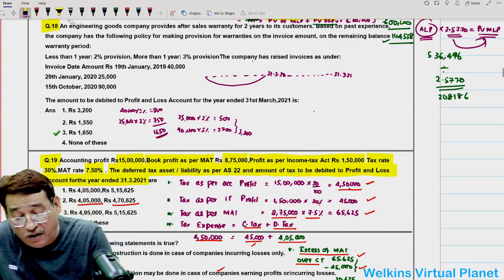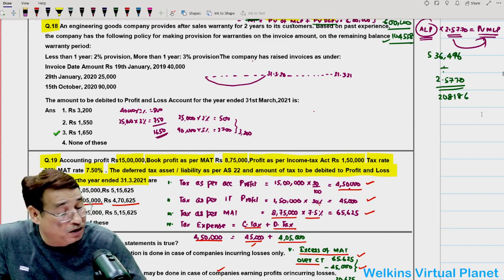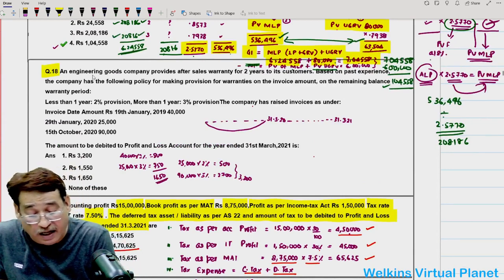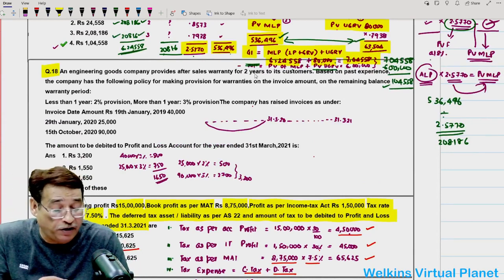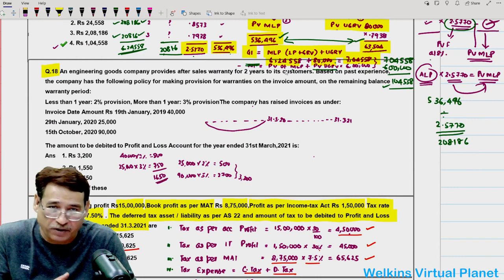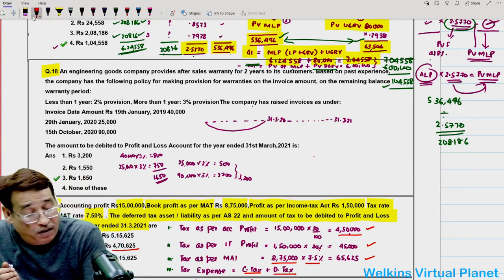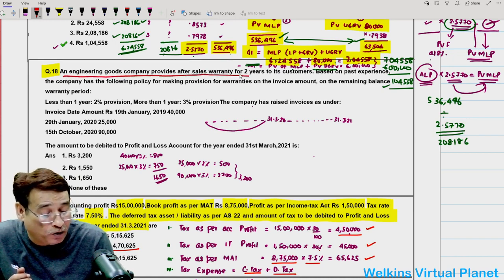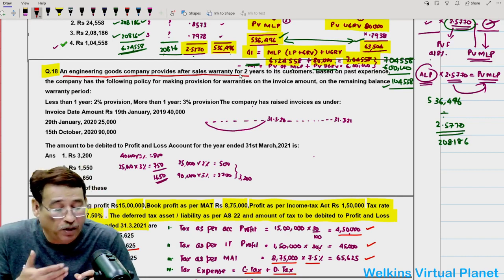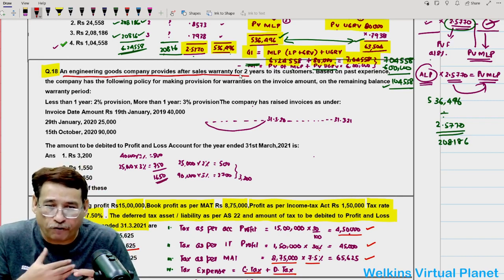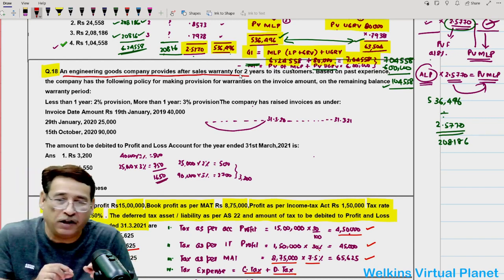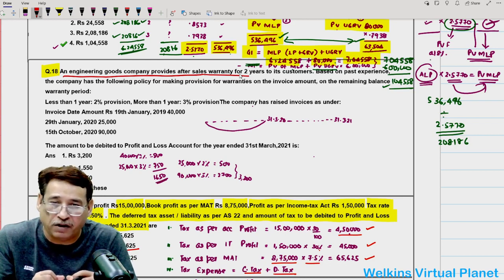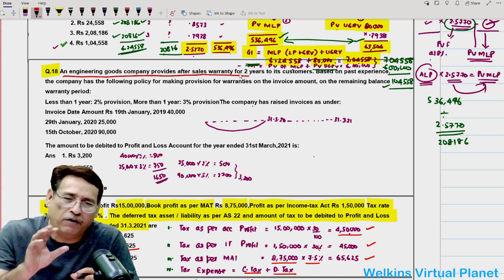Okay, question number 18, because I think 17 we have done. Yes, 17 we have done. Question number 18 says, an engineering goods company provides after sales service warranty for 2 years to its customer. That means if you are going to buy the product today from me, I'm going to give you a guarantee that from today, for the next 2 years, we are under an obligation to provide you sales warranty. Correct? If some defect would arise, obviously we are going to compensate it.